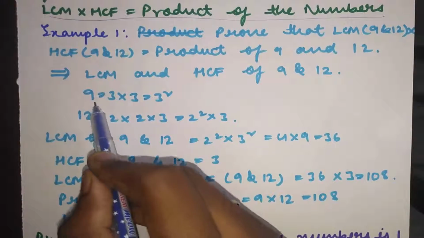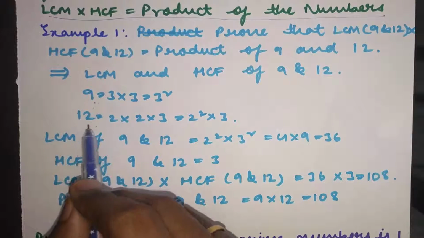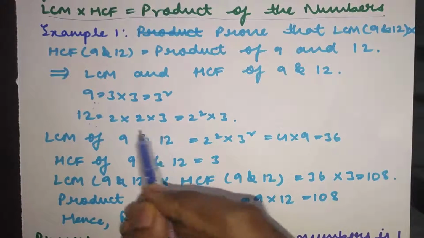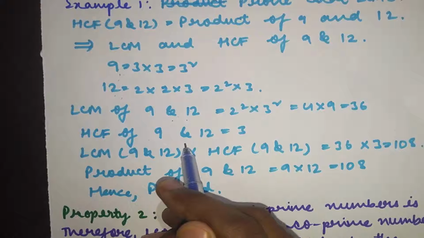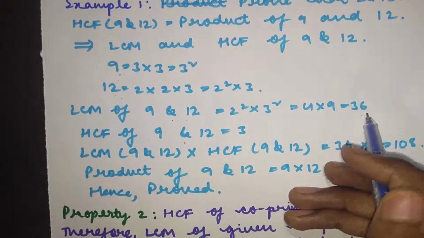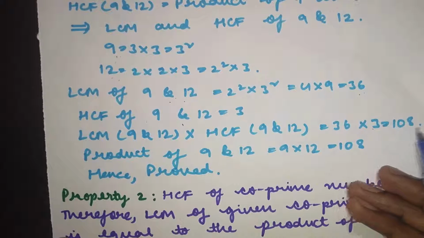The factors of 9 are 3 square, that is 3 and 3. The factors of 12 are 2 square into 3, or nothing but 2 into 2 into 3. So the LCM and HCF of 9 and 12 can be found out as 36 and 3 respectively. So the product would be 36 into 3, which is 108.